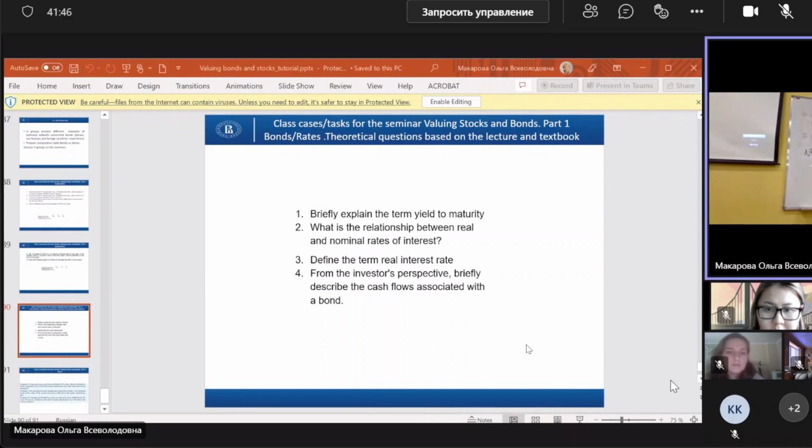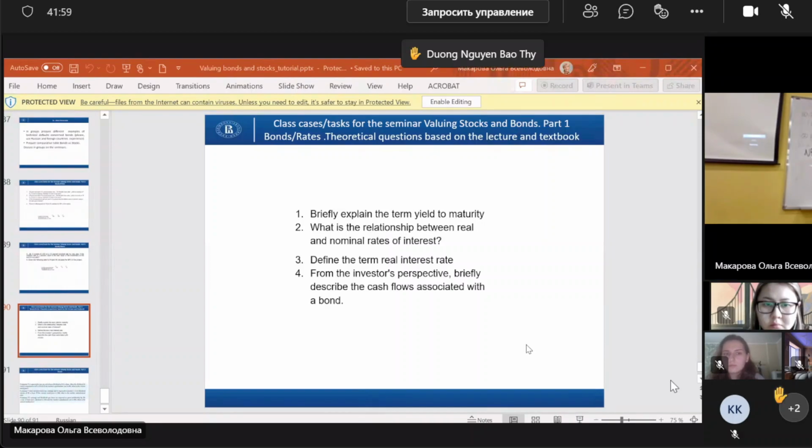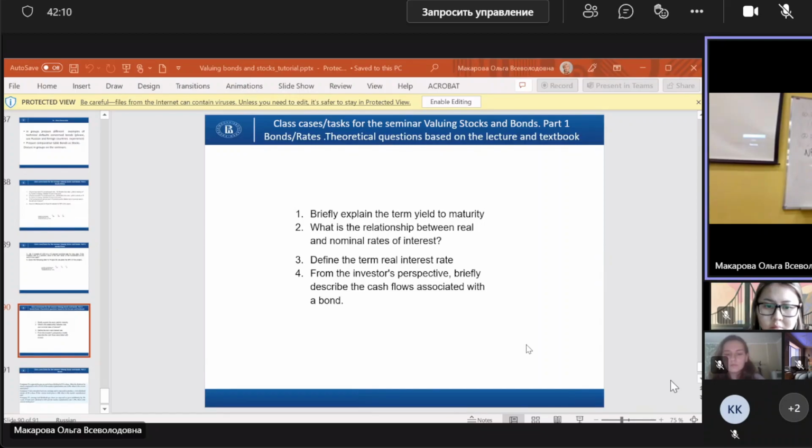Guys online, tell me, if IRR is bigger than the discount rate, what happens with NPV? Anybody? If internal rate of return is bigger than the discount rate, is NPV positive or negative? And guys online, anybody? Positive. Positive. Anybody else? You think positive or negative if IRR is higher than the discount rate? Navy, what do you say?